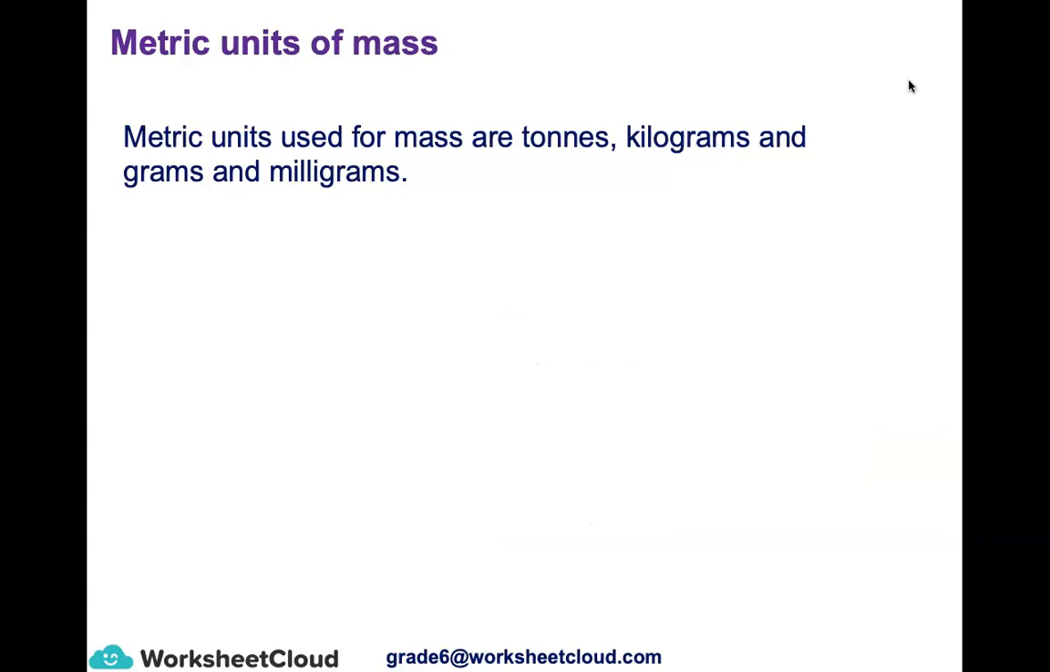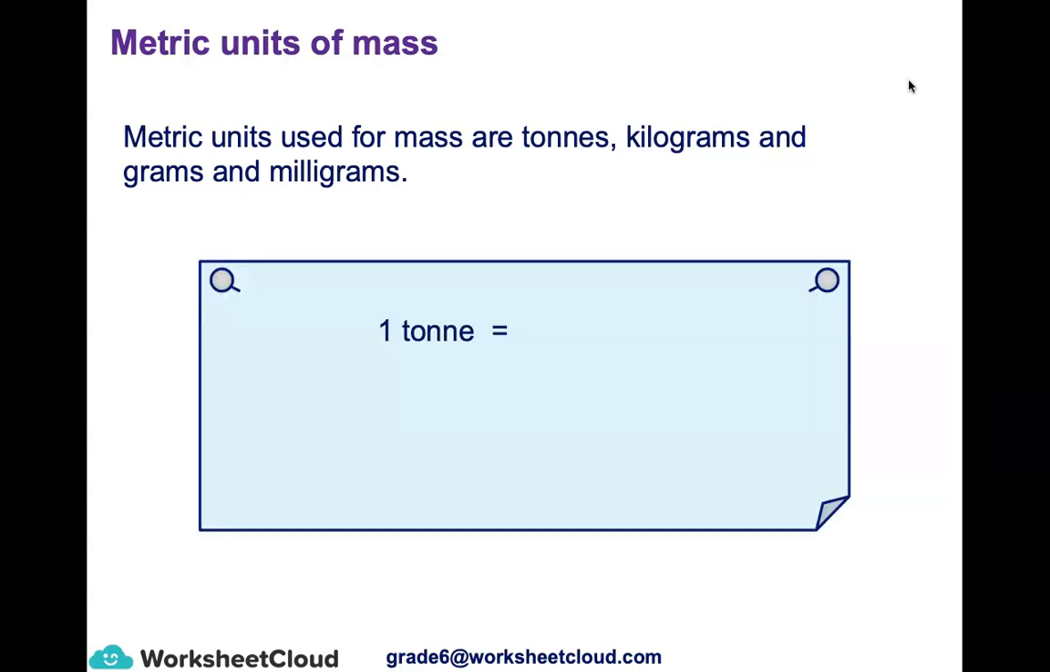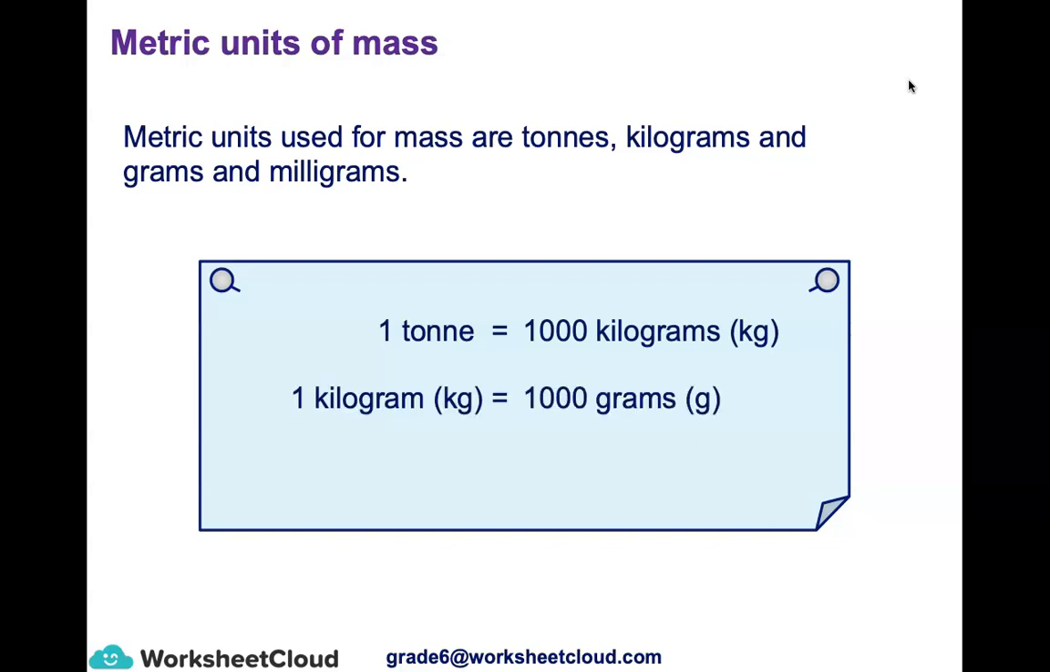So now we move on to metric units of mass. Those are tons, kilograms, grams, and milligrams. It's important for us to know how many milligrams are in a gram, or how many grams are in a kilogram, or kilograms in a ton. So just for your reference again, 1,000 kilograms in a ton, 1,000 grams in a kilogram. Remember, kilo means 1,000, so it's saying 1,000 grams already, and 1 gram is 1,000 milligrams.